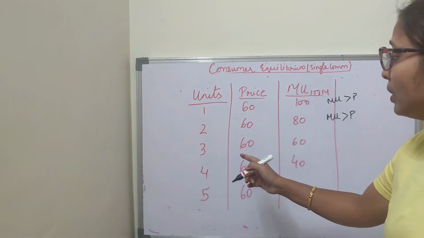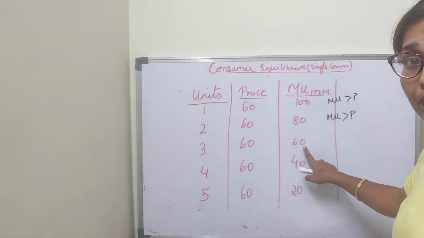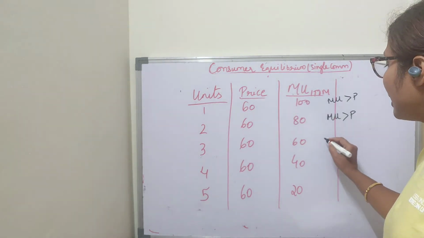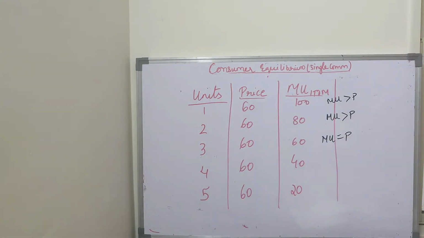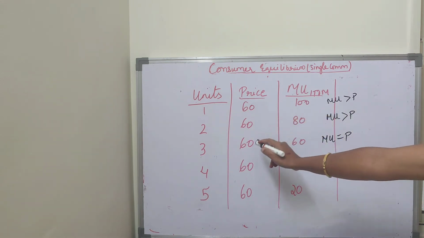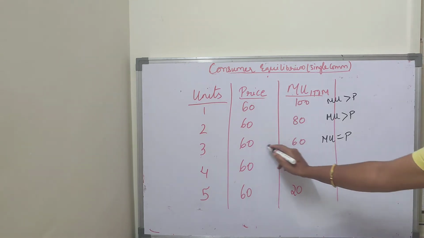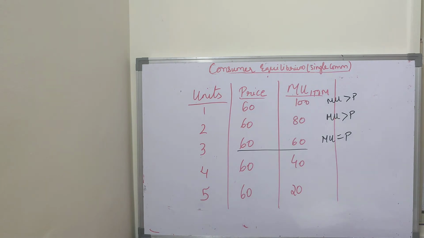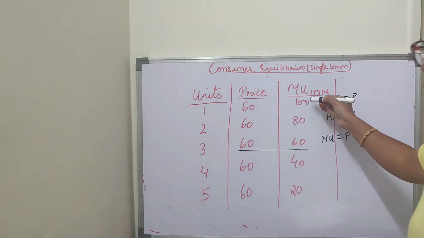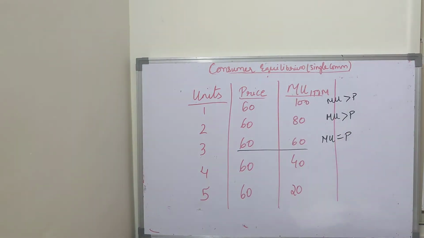Now in the third unit, when the price is rupees 60, the utility is also the same. That means it is the equilibrium point where MU is equal to P. So we can say that by consuming the third unit, the price paid is 60 and the marginal utility derived from the commodity is also the same. So the consumer will consume until it reaches its maximum, that is where MU is equal to P.